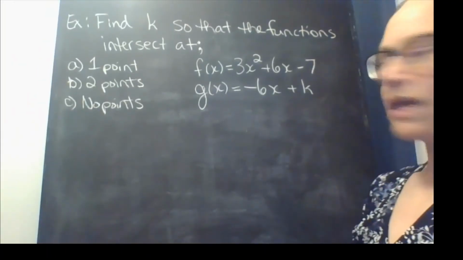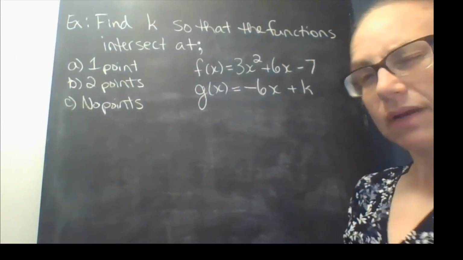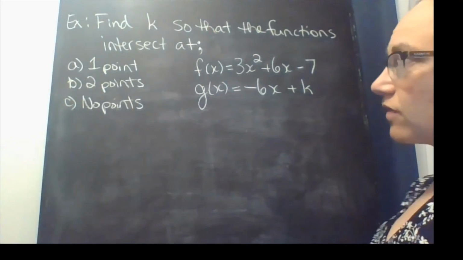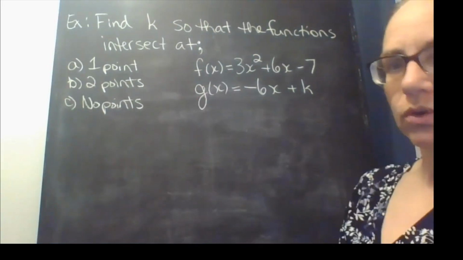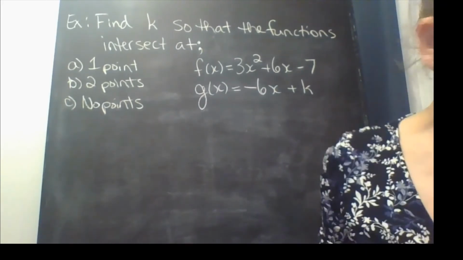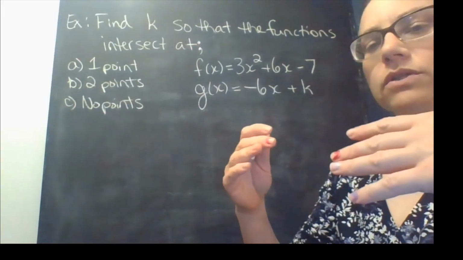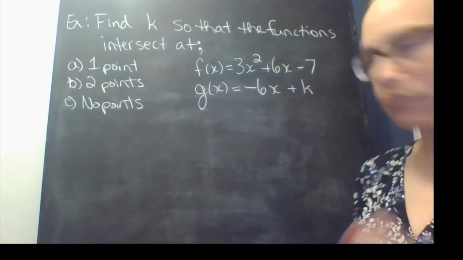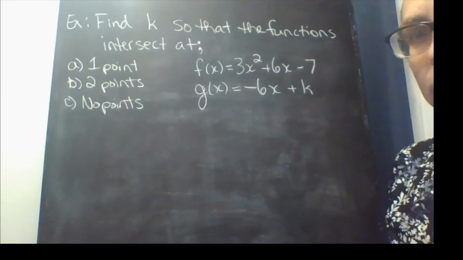Okay, let's do one last example. Your textbook doesn't have one of these, but I am assigning one of these for homework. We need to find k so that the functions intersect at 1 point, 2 points, and no point. Very similar to what we did in our last lesson, we're going to set them equal, use the discriminant, and then use the properties of the discriminant to help us figure this out.